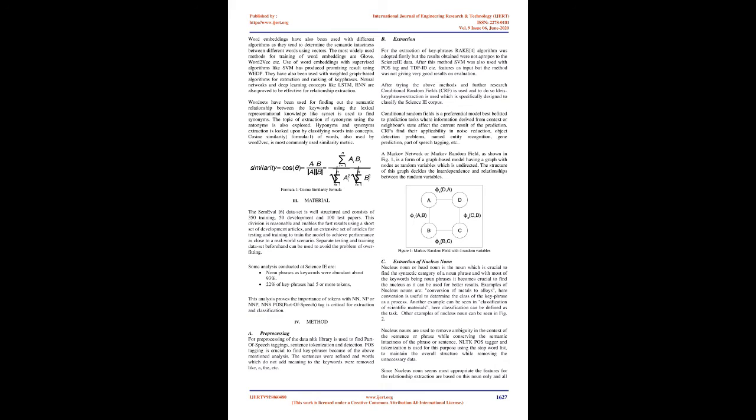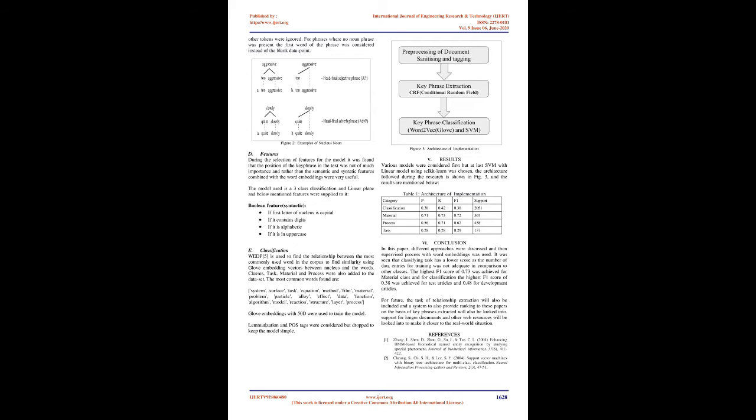Hyponyms and synonyms extraction is looked upon by classifying words into concepts. Cosine similarity, Formula 1, of words, also used by Word2Vec, is the most commonly used similarity metric. 3. Material. The SemEval 6 dataset is well structured and consists of 350 training, 50 development, and 100 test papers.